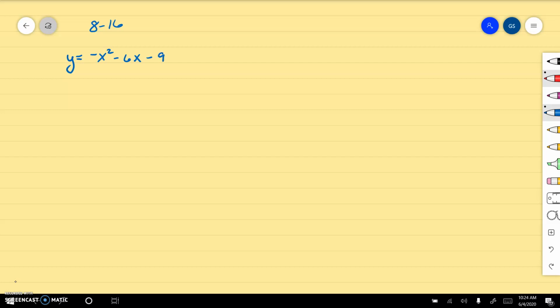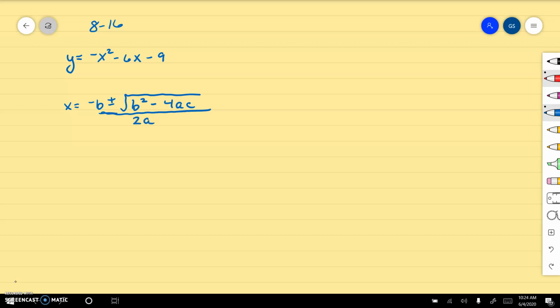Okay? All right, so now we're going to use the quadratic equation. Write out the quadratic equation formula. It's x equals negative b plus or minus the square root of b squared minus 4ac all over 2a.